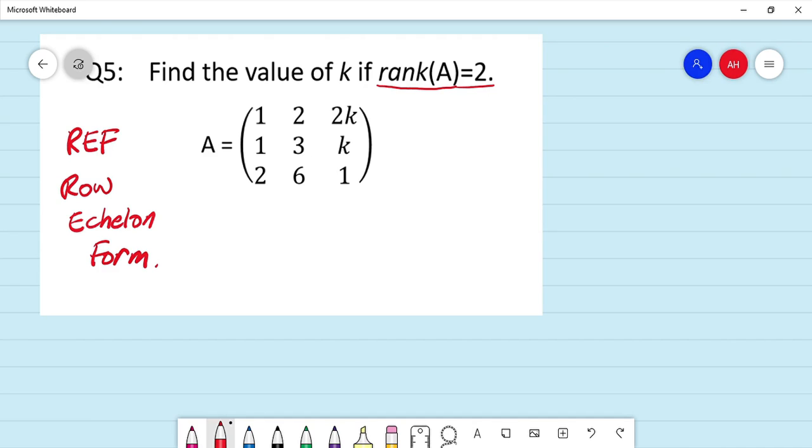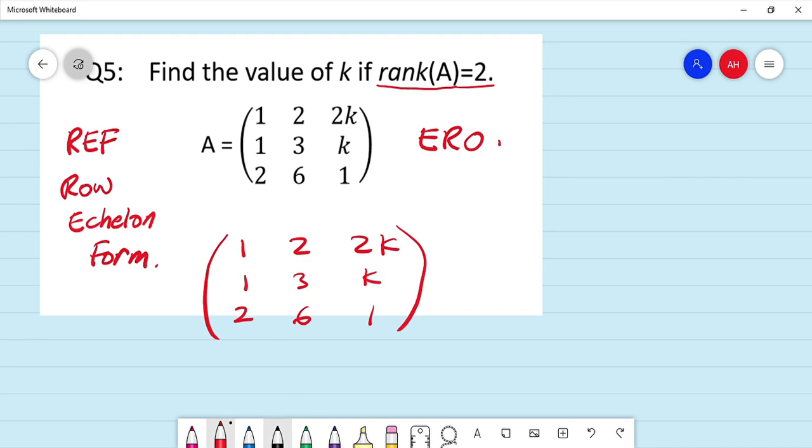Okay, so now what we have to do is we want to use elementary row operations. We discussed that in class already. So we have 1, 2, and 2k. We have 1, 3, and k. We have 2, 6, and 1. Okay, this is the original matrix that we have.